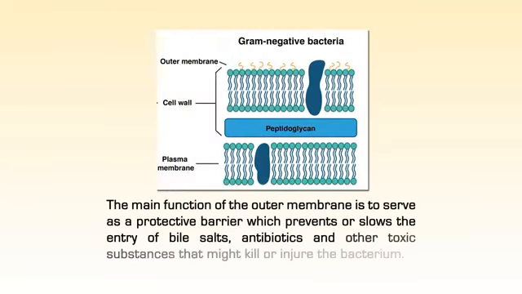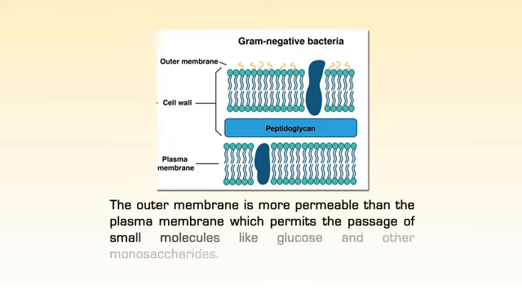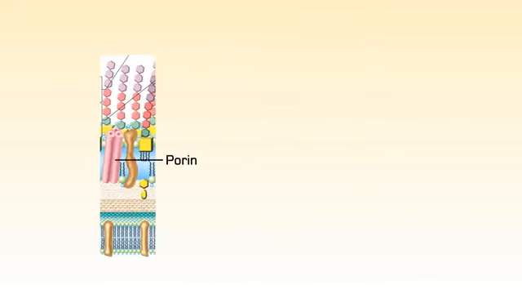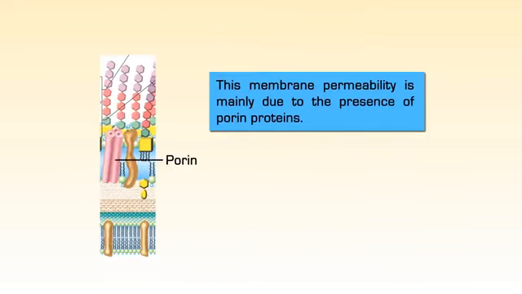Further, the main function of the outer membrane is to serve as a protective barrier which prevents or slows the entry of bile salts, antibiotics, and other toxic substances that might kill or injure the bacteria. Also, the outer membrane is more permeable compared to the plasma membrane, which permits the passage of small molecules like glucose and other monosaccharides. This membrane permeability is mainly due to the presence of porin proteins.